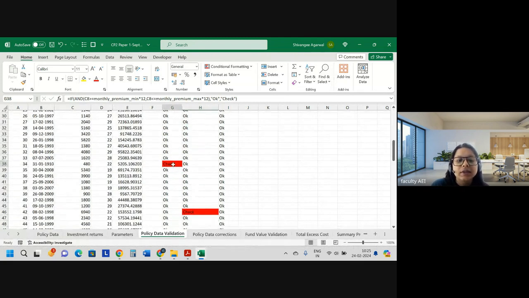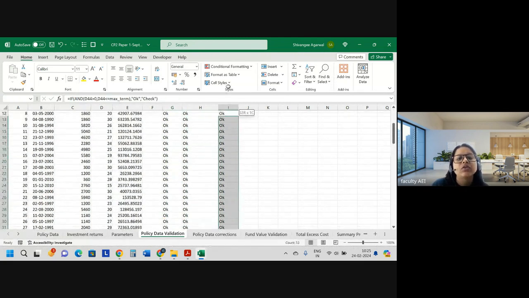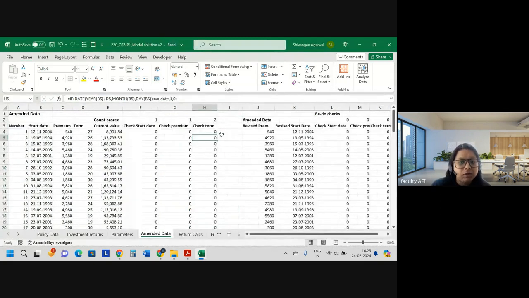So here there is an error. Here there is an error. I cannot find an error over here because the check which I gave was not appropriate. It should have been something like this. Now let's see how much marks and let's see what I did to change this.